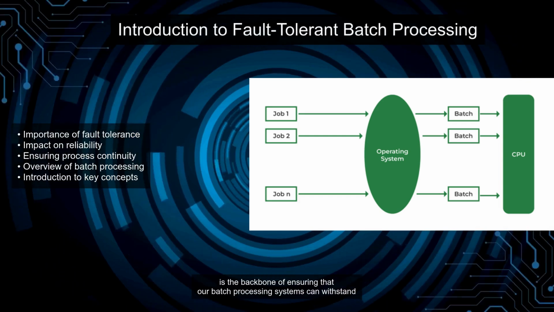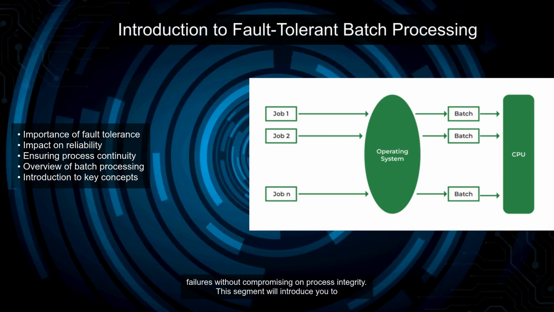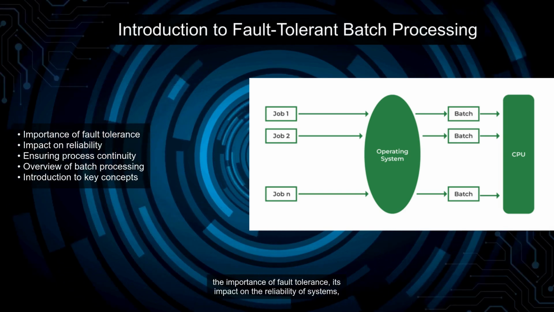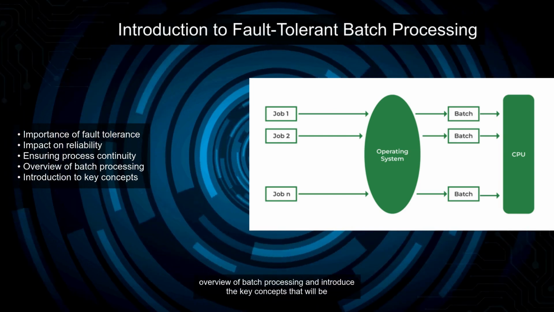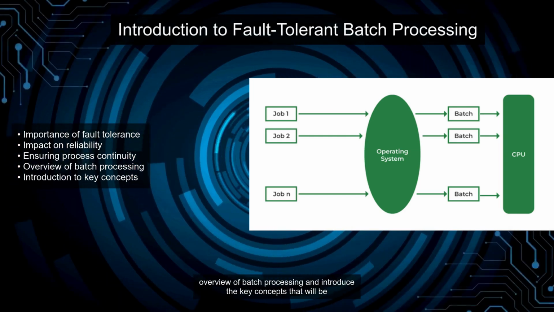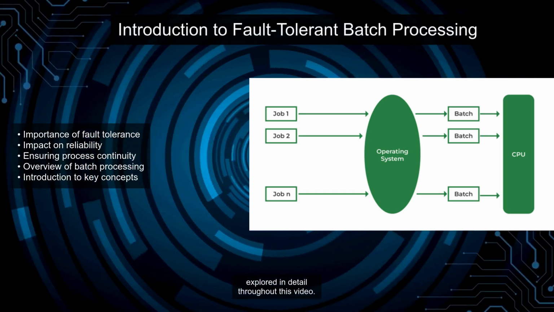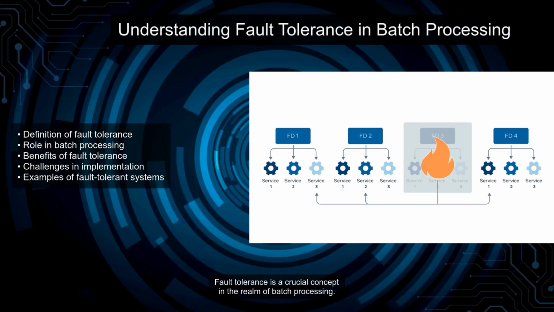Fault tolerance is the backbone of ensuring that our batch processing systems can withstand failures without compromising on process integrity. This segment will introduce you to the importance of fault tolerance, its impact on the reliability of systems, and how it ensures the continuity of critical workflows. We'll provide an overview of batch processing and introduce the key concepts that will be explored in detail throughout this video.